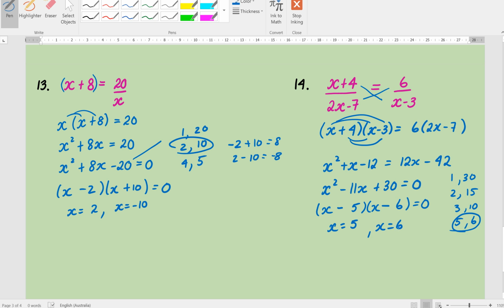So hopefully that helps a bit. Obviously come and see me if you want more detailed explanation on any one of those. But that was just trying to remind you about your factorising and solving. Go do the worksheet now, please.